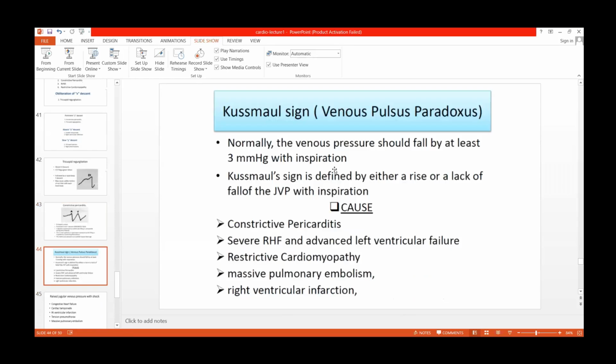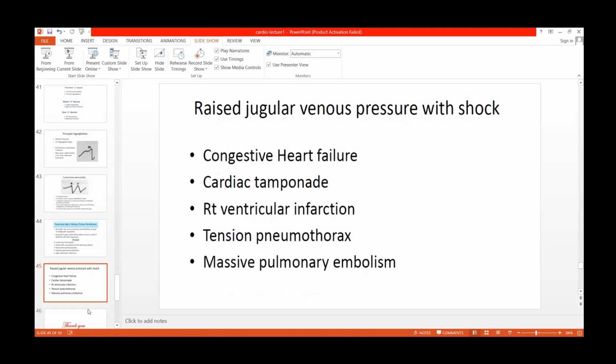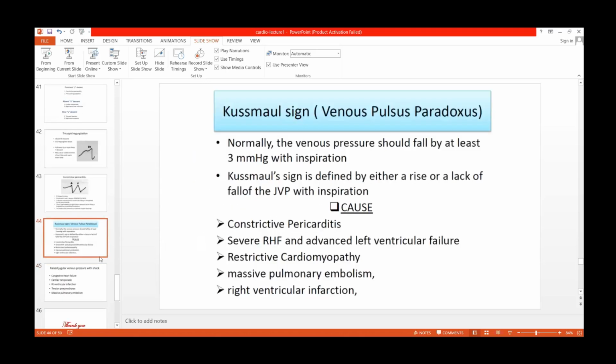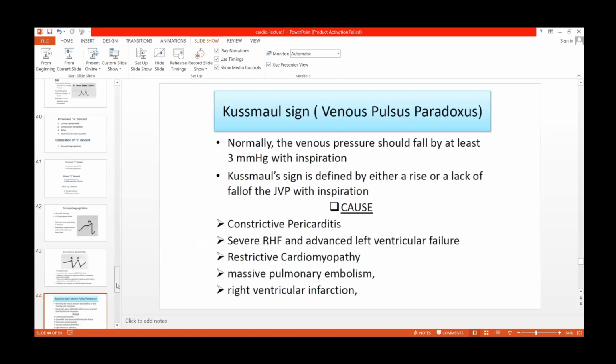And another important thing is Kussmaul sign, and Kussmaul sign is basically a rise or lack of fall in JVP with inspiration. It is seen in constrictive pericarditis, severe right heart failure, restrictive cardiomyopathy and massive pulmonary embolism. So I am skipping all this slide, and okay, now questions on JVP.